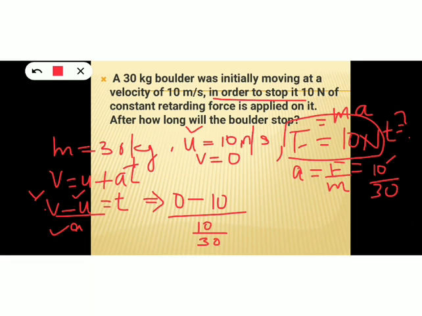And one more thing, this is a retarding force. So retarding force will have a negative sign. So F is minus 10 Newton. So here acceleration is minus F by M, that is minus 10 by 30. Minus 10 by 30 will be minus 1 by 3, isn't it? So we can write equal to minus 10 into minus 3, because when you take the reciprocal of minus 1 by 3, you will get minus 3, equal to 30. Then the unit of time is seconds. So after how long will the boulder stop? Boulder will stop after 30 seconds.